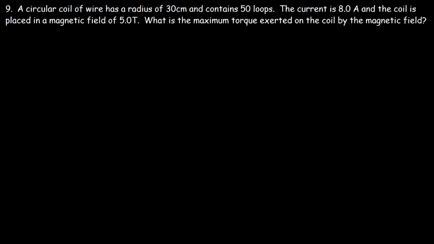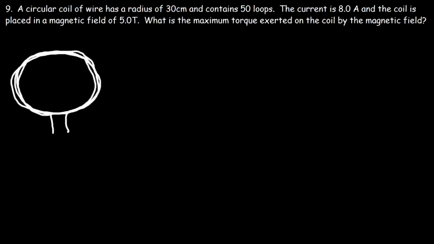Number 9, a circular coil of wire has a radius of 30 centimeters and contains 50 loops. The current is 8 amps and the coil is placed in a magnetic field of 5 Tesla. What is the maximum torque exerted on the coil by the magnetic field? So if we draw a picture, we're going to have a coil of wire that is circular and it has many loops, 50 loops. And so it's going to look something like that. And the radius is 30 centimeters.